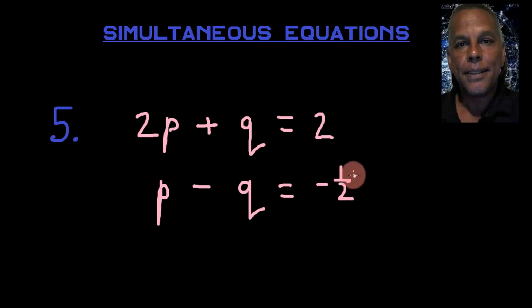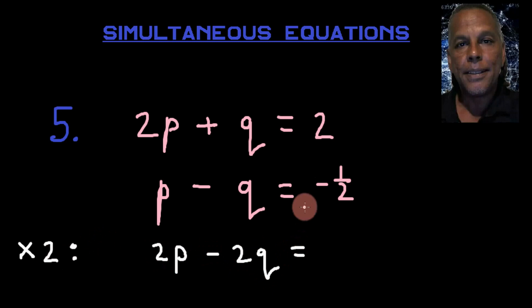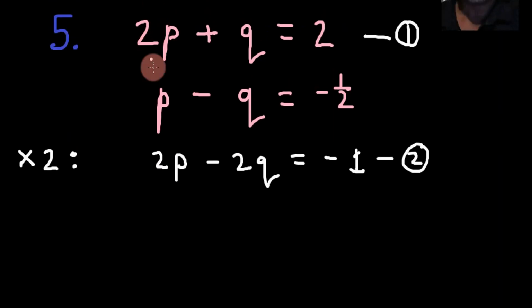So here we have a fraction in the second equation. And as a rule, we can always get rid of fractions first. We can get rid of this fraction here by multiplying the second equation by 2. So we're going to get 2p minus 2q. And then 2 times negative a half is negative 1. We see now that the coefficients of the p's are the same. So we can call this equation 1 and this equation 2. And when we subtract the one equation from the other, the p's will cancel.